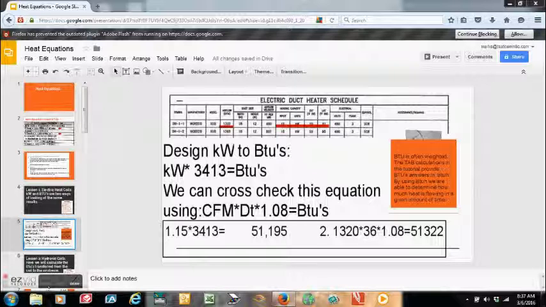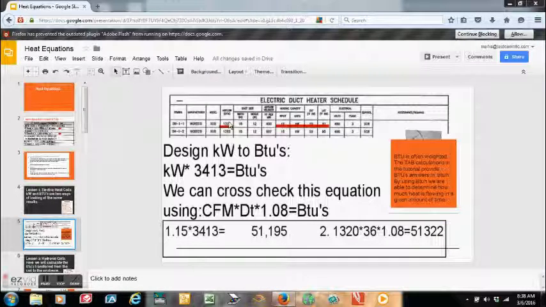Design kilowatts to BTUs. Kilowatts, which is 15, times 3413 equals 51,195 BTUs. Total CFM times delta T times 1.08 equals 1320 times 36 times 1.08 equals 51,322. This is a good way to cross-reference your numbers.